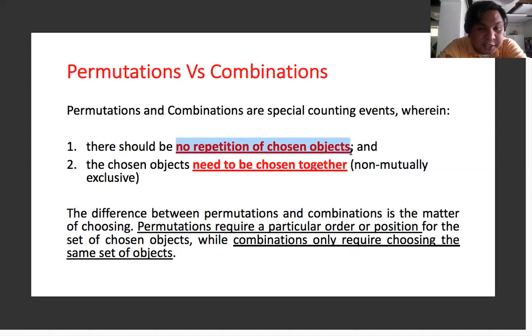Next condition. The chosen objects need to be chosen together. So when you choose particular objects, you need to actually pick them all together. They cannot be mutually exclusive. You pick the first digit, the second digit has to be also included. You pick the first person, the second person has to be included. In short, the number of ways that the objects are chosen need to be multiplied with each other, not added together.